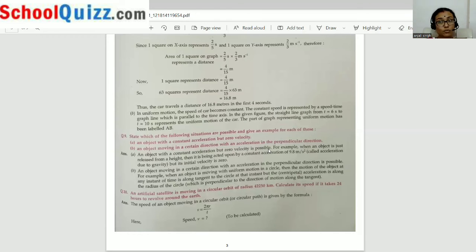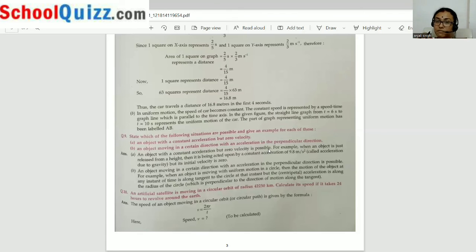Now I had given you the formula. So 2, you know the value of pi, that is 22 by 7. Radius is 42,250 kilometers. It takes 24 hours. Very easy. The time is also given, that is 24 hours. So in place of t, you have to write 24. Okay, you have to calculate.